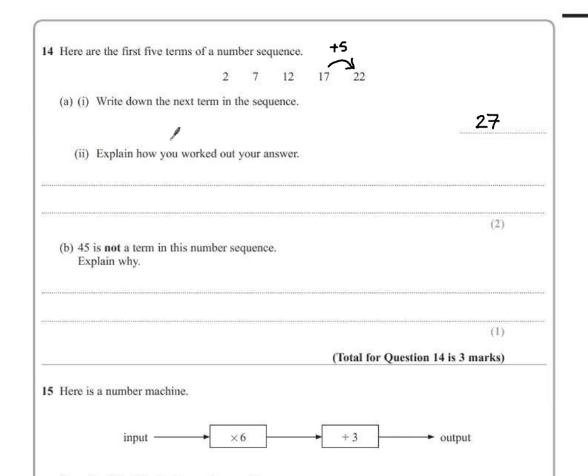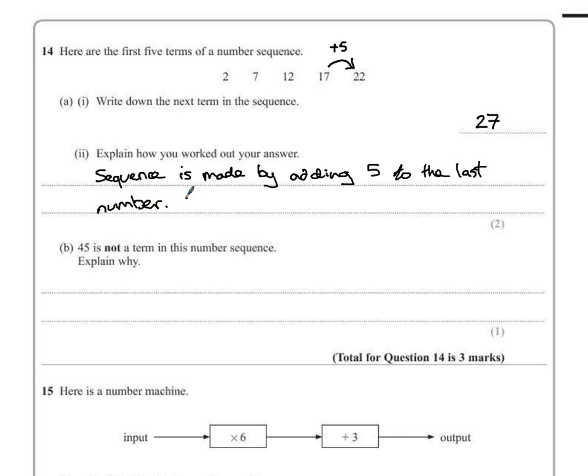Part 2, explain how you worked out your answer. Well, we noticed that the sequence goes up in 5s. So the sequence is made by adding 5 to the last number. 22 add 5 equals 27.